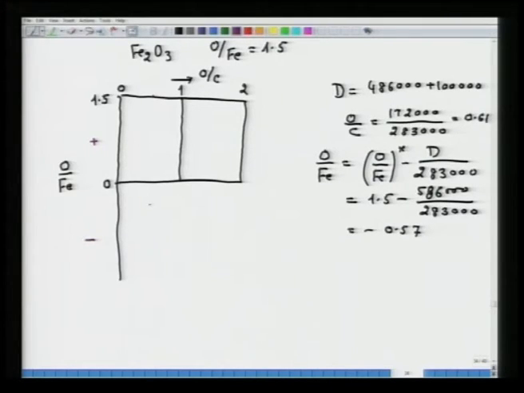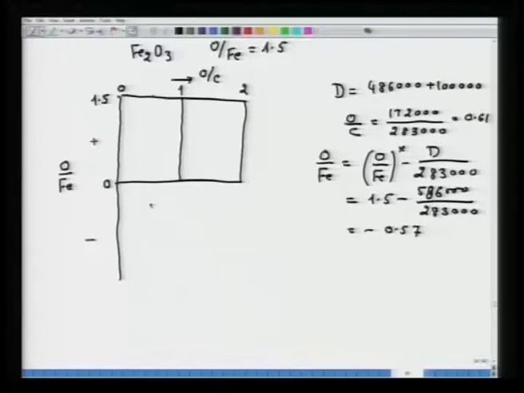So, this becomes a fixed point for this particular blast furnace, which we have said is charged with pure Fe2O3, liquid iron is produced, which has some heat value. So, for this operation of blast furnace iron making, this particular point which I will say A, it has the coordinates 0.61 and minus 0.57.